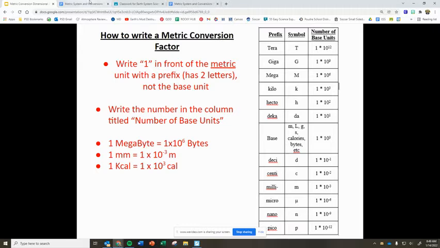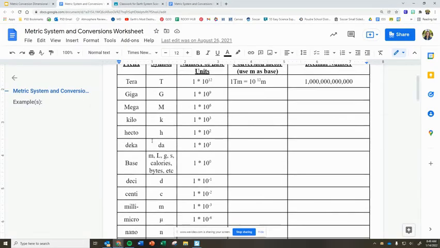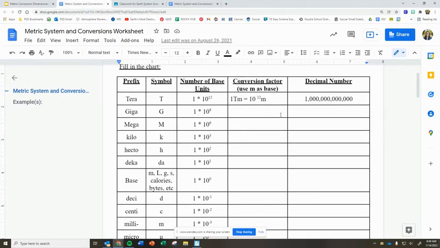So let's go back to the worksheet that you're looking at right now. You're going to build conversion factors for this. Okay, so right here you have giga, right? And the symbol for that is G. So it would be big G, little m. And then the number of base units is 1 times 10 to the ninth. Okay, so if I were to write this, it would be 1 gigameter is equal to 10, and then I would just take this right here.